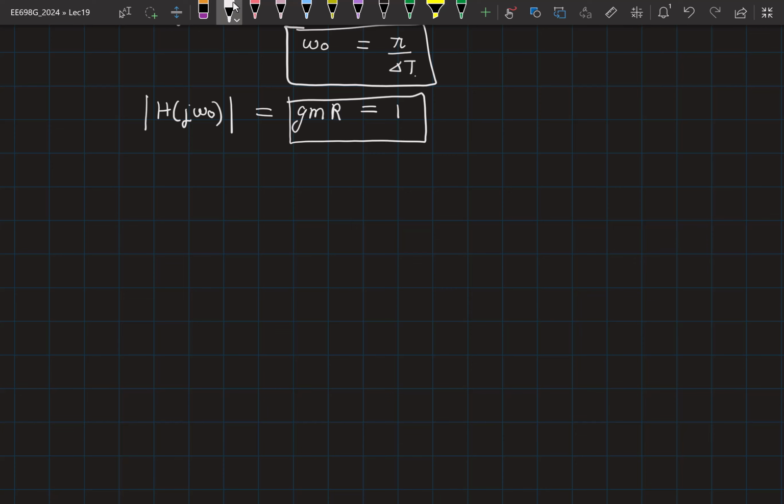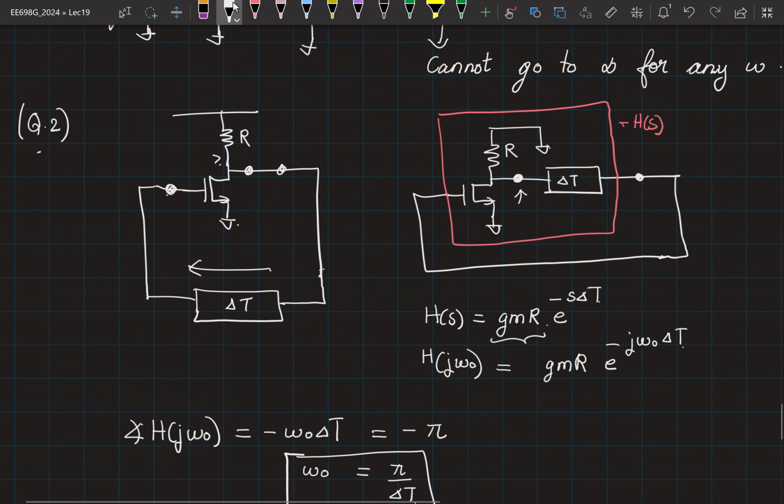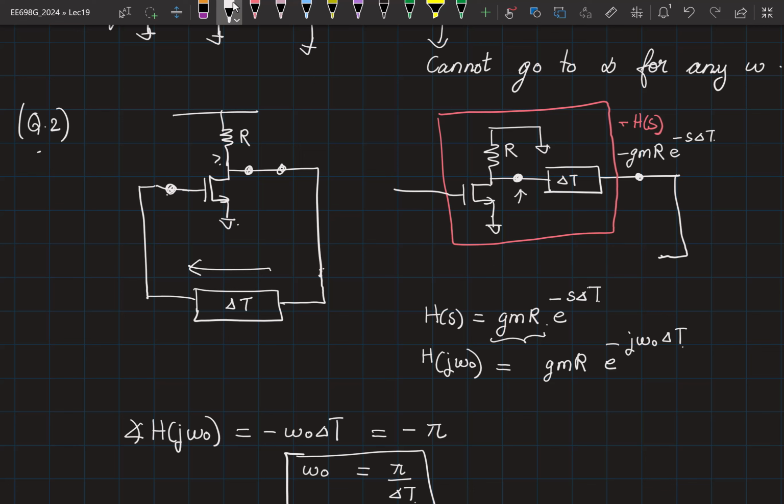Why did you take negative sign of S? Why did I not take negative sign? Right. So this whole block has to give you minus h of s. Right. And what is the gain of this whole block? That will be equal to minus GMR into the delay function. Therefore, h of s. Break the loop and apply an input. It is like H of S. This is minus h of s according to the convention we are using.